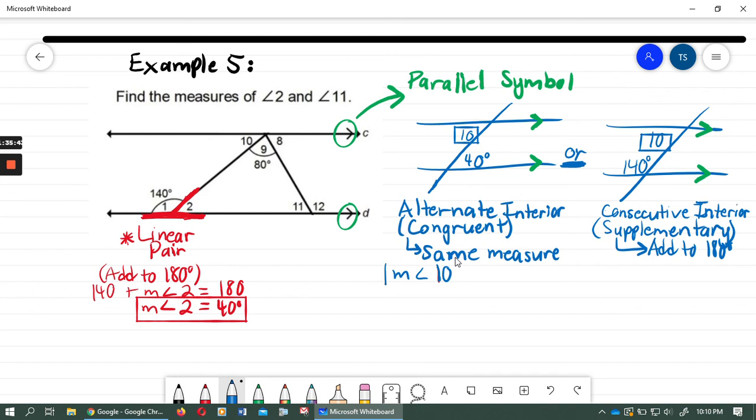You know how they say knowledge is power? Well, in math, that is so true. The more information you have about a diagram, the better off you are at figuring out the missing parts or figuring out stuff about the diagram. So again, folks, the measure of angle 10 is 40 degrees.